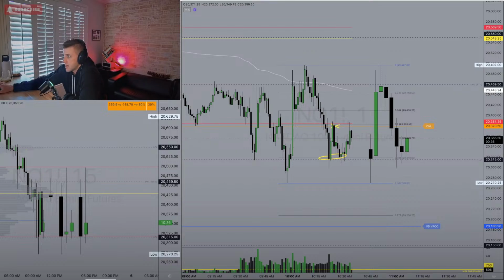Green, green, green, still cash. Staying patient. Red. Not bad, not bad.